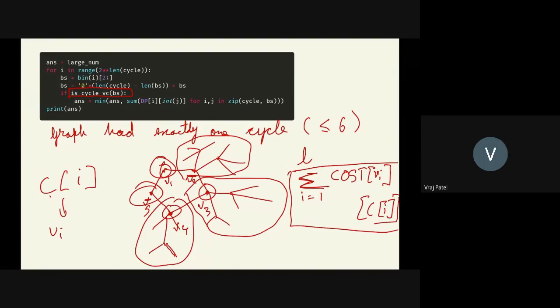I don't think it's required to go over all the combinations of this coloring on this cycle, right? The thing is that if you remove any one of these vertices from the cycle, you get a tree or a forest, basically.